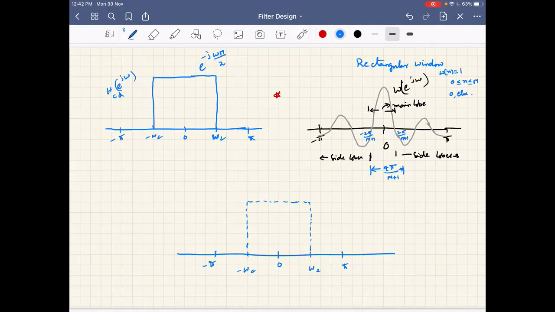I should write filter. Okay, or the window, because the length of the window and filter are the same. In the time domain, if you see, we are truncating it. So the length of the filter and the window are the same in the time domain. Please note that.